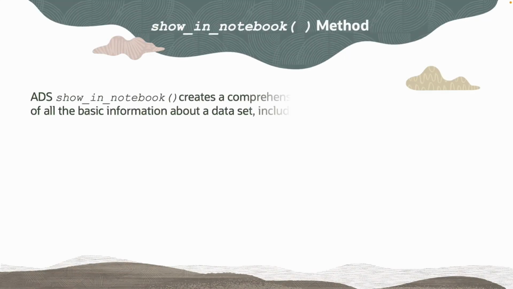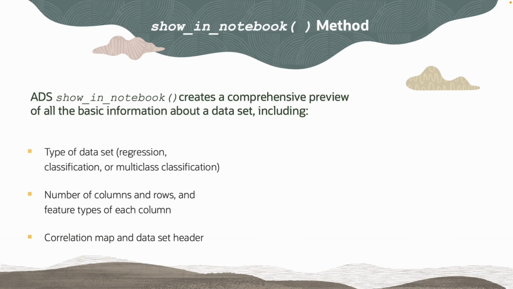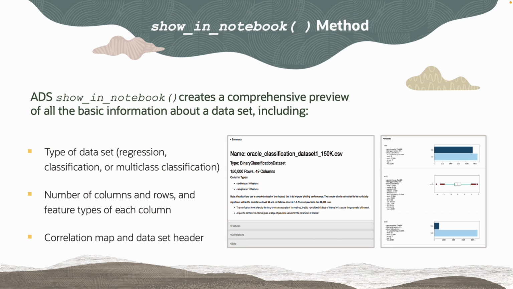You can apply the ADS show in notebook method on a dataset. This creates a comprehensive preview of all the basic information about the dataset. This includes the type of the dataset, whether it's regression, binary classification, or multi-class classification, the number of columns and rows, feature types of each column, visualizations of each column, and the correlation map and a short dataset header. To improve plotting performance, the ADS show in notebook method uses a sample subset of the dataset. This sample dataset is a smart sample, calculated to be statistically significant within the confidence level of 95 and the confidence interval of 1.